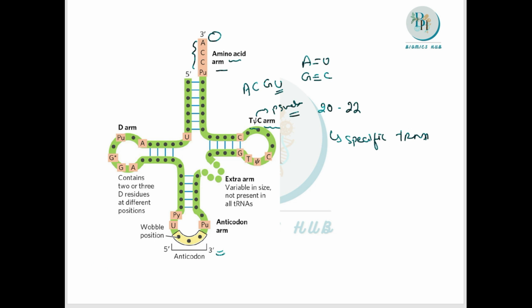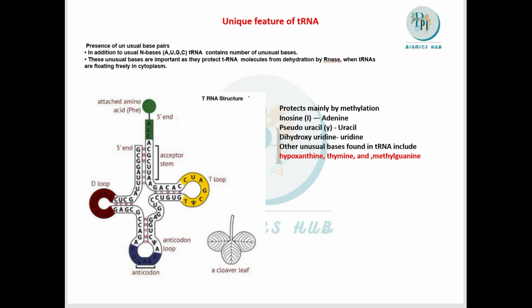First we will see what the unique features of this tRNA are. The specific part of this tRNA has a specific sequence known as the CCA sequence, which is the acceptor arm. This acceptor arm does not form any secondary structure and is not complementary with any other part of this tRNA. It is in free form, and here the amino acid comes and binds.